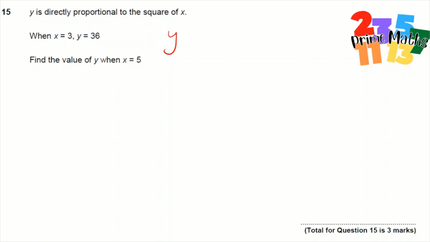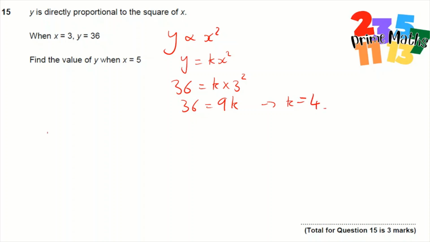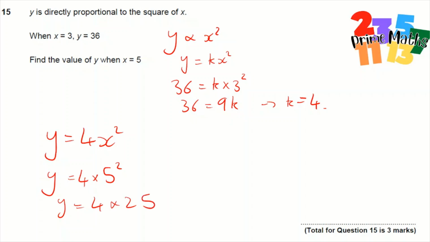Question 15. Y is proportional to the square of x. This means we can write y is equal to kx squared. If we substitute in 36 and 3, we can see that 36 is equal to 9k, which means that k is equal to 4. We can then write our proportion equation as y is equal to 4x squared. The question wants to find the value of y when x is 5. We substitute 5 in, so 4 lots of 5 squared. So y is 4 lots of 25, which is 100.